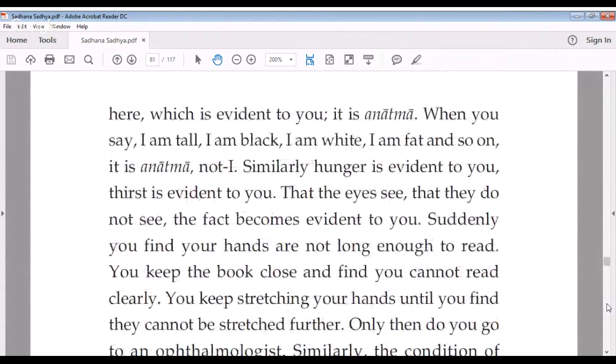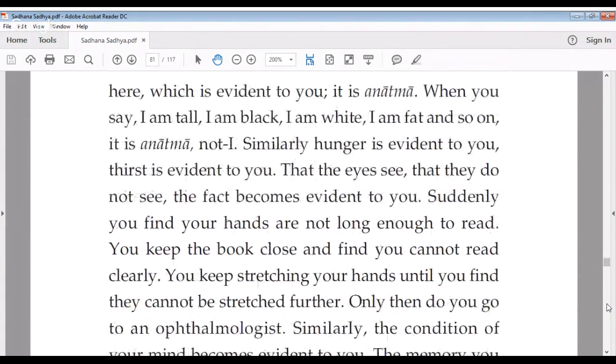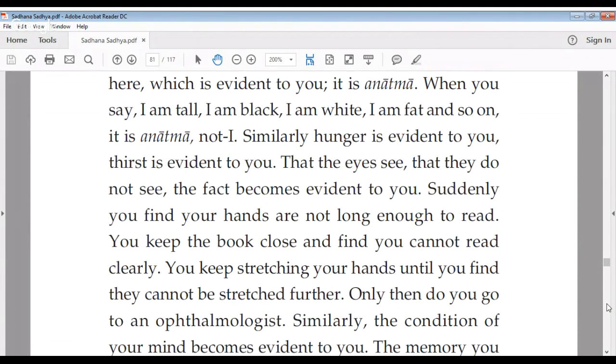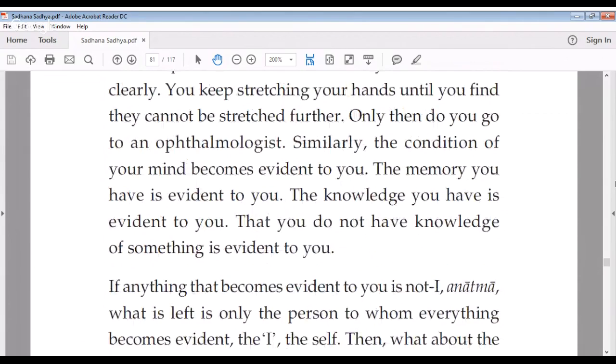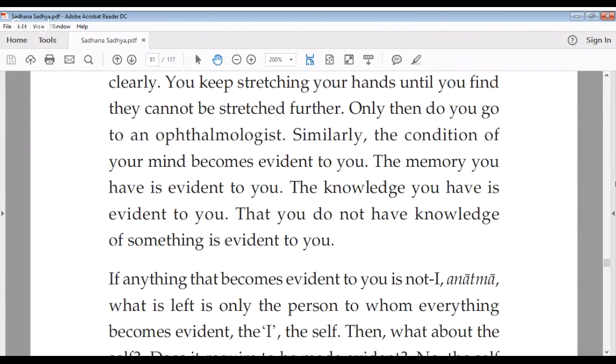Similarly, hunger is evident to you, thirst is evident to you. That the eyes see, that they do not see, the fact becomes evident to you. Suddenly you find your hands are not long enough to read. You keep the book close and find you cannot read clearly. You keep stretching your hands until you find they cannot be stretched further. Only then do you go to an ophthalmologist. Similarly, the condition of your mind becomes evident to you. The memory you have is evident to you. The knowledge you have is evident to you. That you do not have knowledge of something is evident to you.